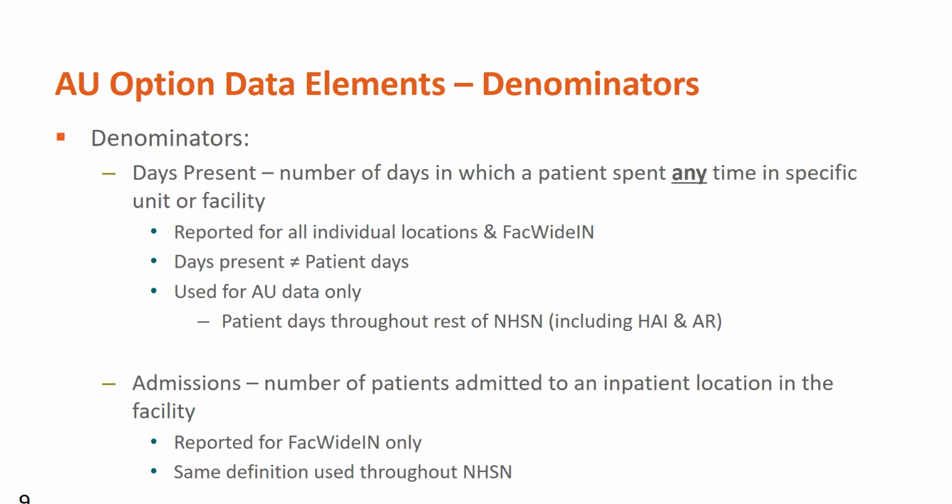You do report days present for all of your individual patient care locations, as well as what we call FAC-wide IN, which is basically the abbreviation for facility-wide inpatient, or all of your inpatient locations combined. And then our second denominator is simply admissions. So that's a little bit more straightforward. It's just the number of patients admitted to an inpatient location in your facility. So you would report admissions for the FAC-wide IN record only. You would not submit admissions by individual location.